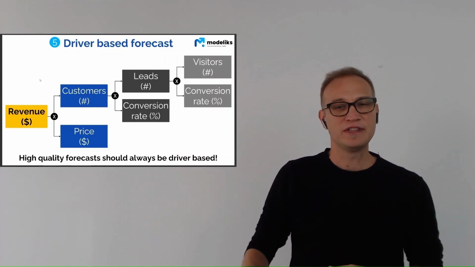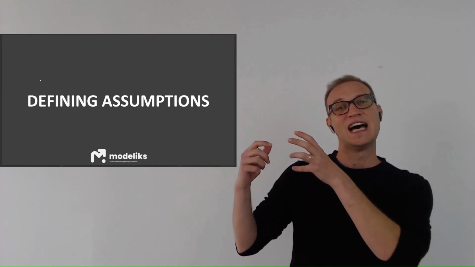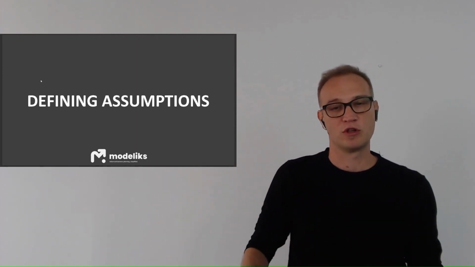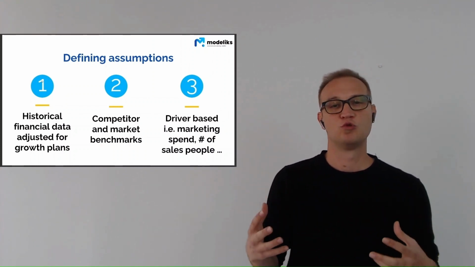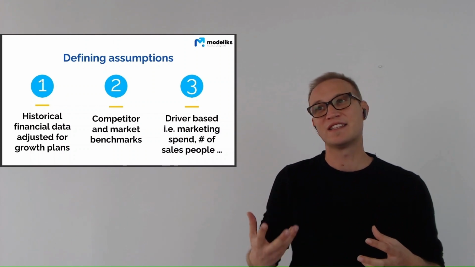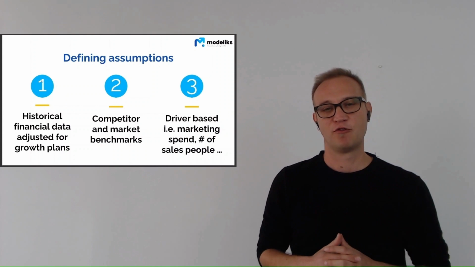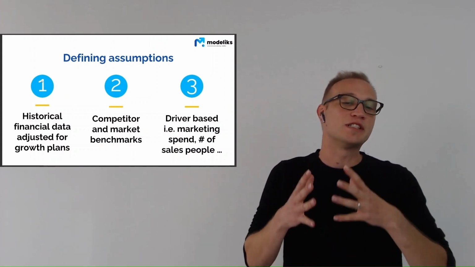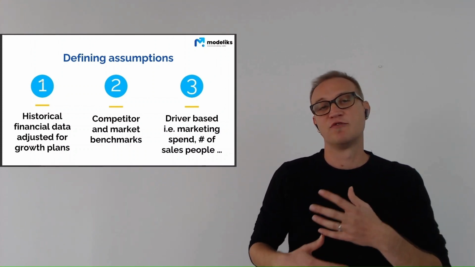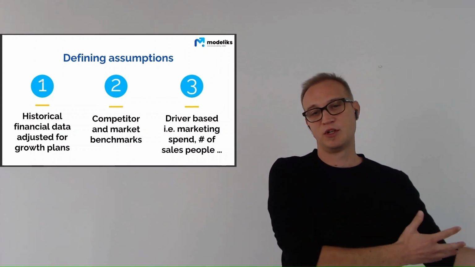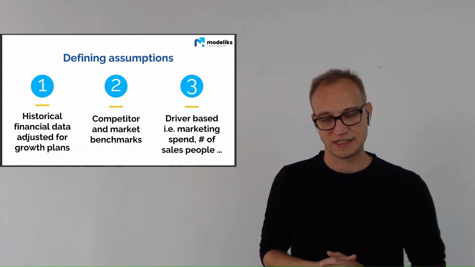Now, once you have defined the revenue model that you want to use, it's time to define the assumptions that will go into your revenue calculation. So usually there will be three methods which you can use to define your assumptions. Number one is always the go-to place whenever you start forecasting, and this is your historical financial data, financial performance adjusted for your growth plans. If your company has been operational for a while, you have your assumptions already in there, and you just have to adjust them for your growth plans.